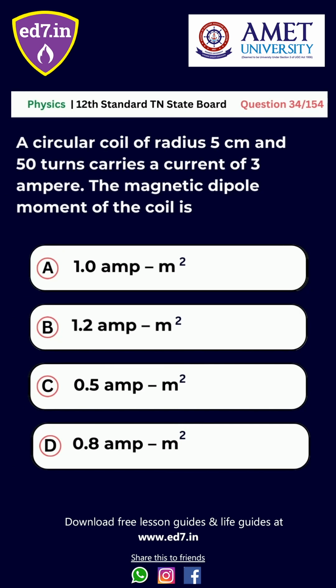Question number 34. A circular coil of radius 5 cm and 50 turns carries a current of 3 ampere. The magnetic dipole moment of the coil is nearly: option A, 1.0 ampere meter square; B, 1.2 ampere meter square; C, 0.5 ampere meter square; D, 0.8 ampere meter square. And the right answer for this question is option B, 1.2 ampere meter square.